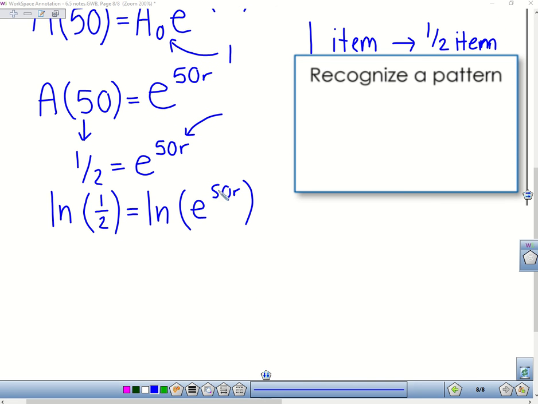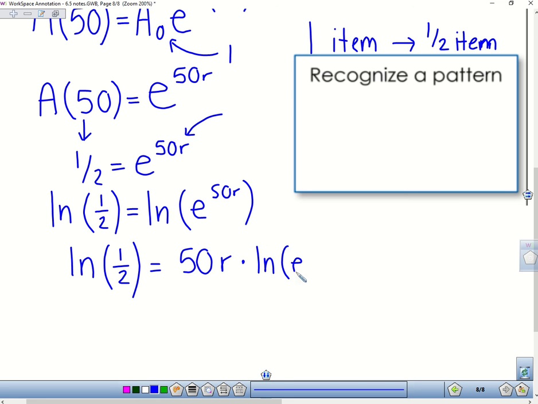Do you guys remember the power rule with the exponents, with the logs? That's going to be ln of 1/2 is equal to 50R times ln of E. Does anybody remember what ln of E is?